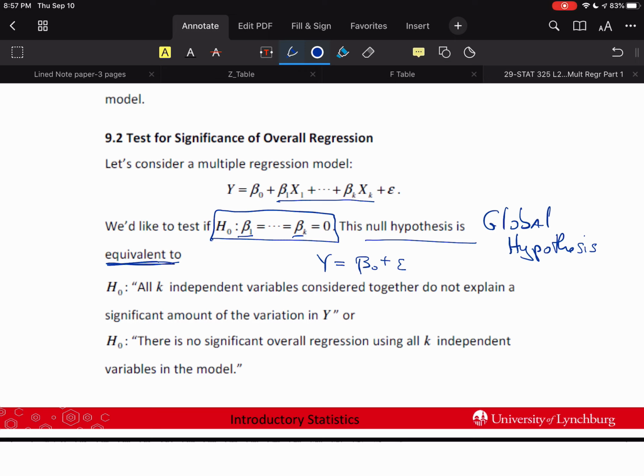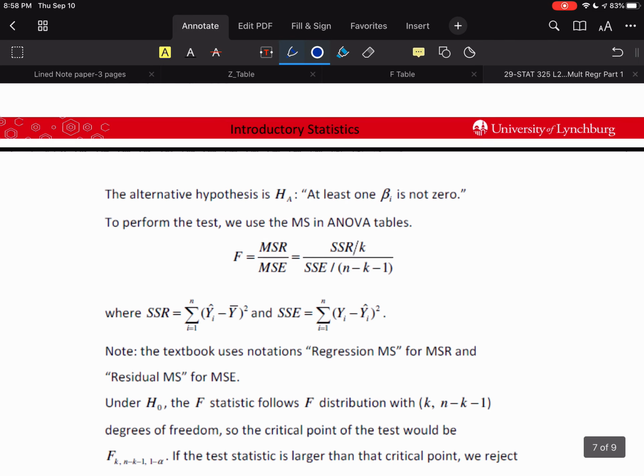So another way of saying this is, here's one way of saying it: all k independent variables considered together do not explain a significant amount of the variation in y. Here's number 2: there is no significant overall regression using all k independent variables in the model. Okay? So that's equivalent to stating the null hypothesis. Two different ways we can say that.